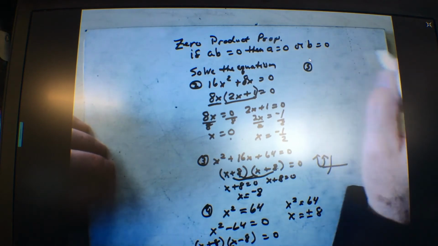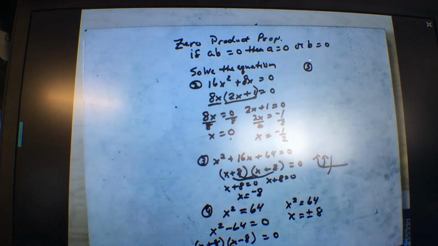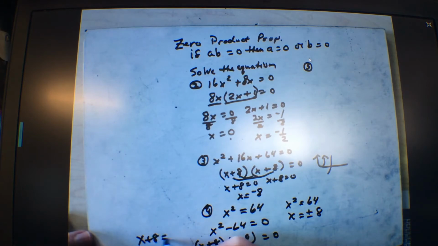Can I do it here? Can you see that? Mr. Olson, I got a question. Yes, sir. Why is the one that's addition negative? Why is the answer negative on the other side? Because when you solve, you go x plus 8 equals 0, and you move it to the other side, it becomes x equals a negative 8.